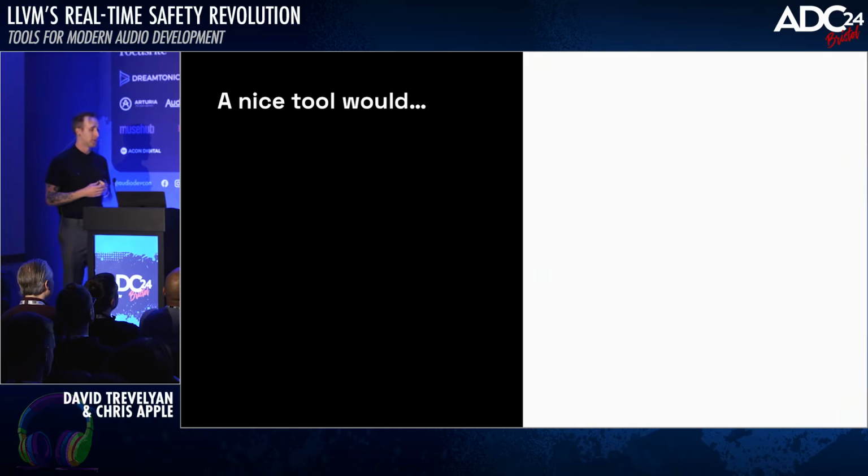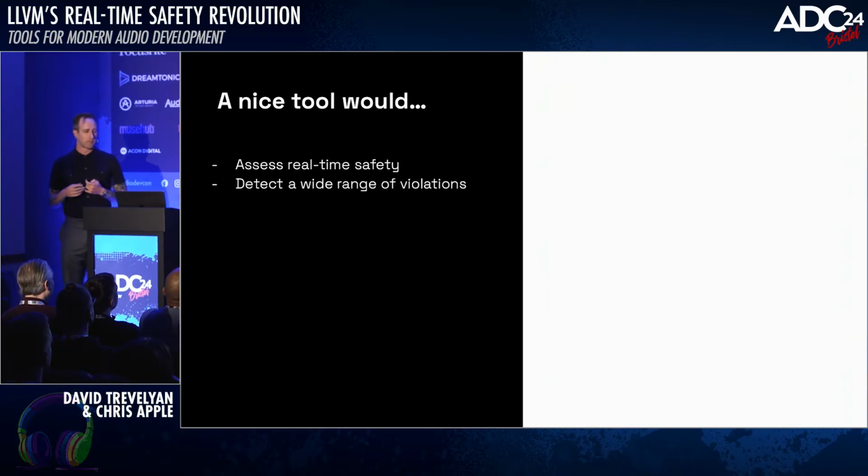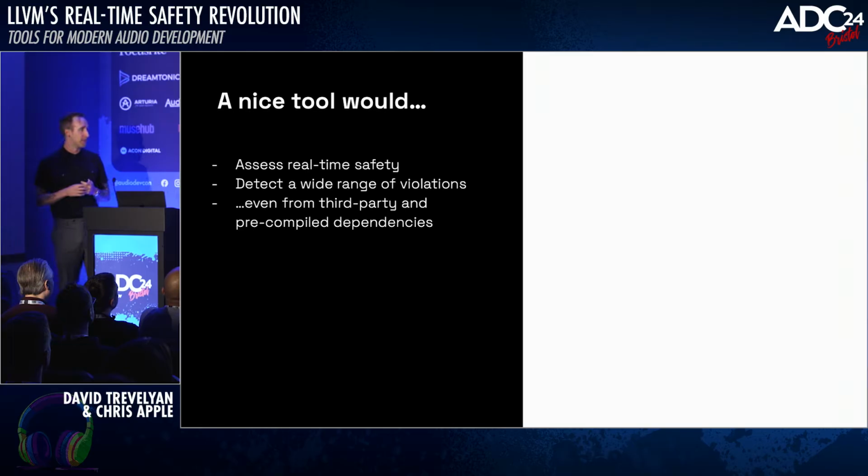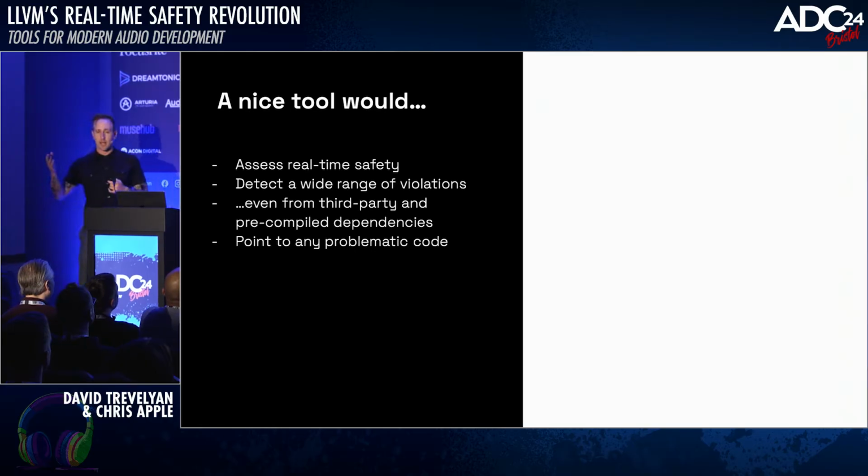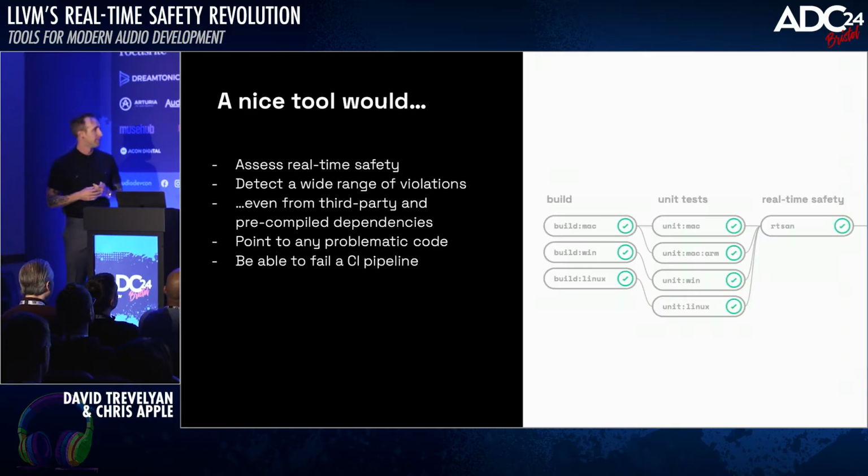So to define this tool, this tool would assess real-time safety, of course, that'd be the main goal, detecting a wide range of violations, mallocs, locks, system calls, even in third-party and pre-built dependencies. Pointing to any problematic code, it's not enough to just wave a hand and say this is unsafe, but we want to see a stack trace or a line number so we can fix it. And hopefully be able to fail a CI pipeline so we are notified way in advance that something is wrong before a customer blows out their expensive speakers.